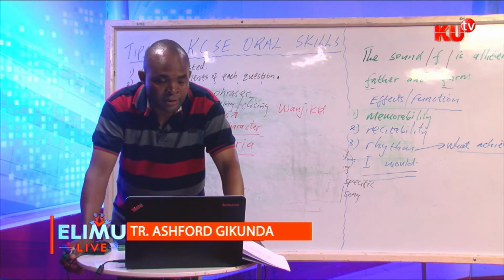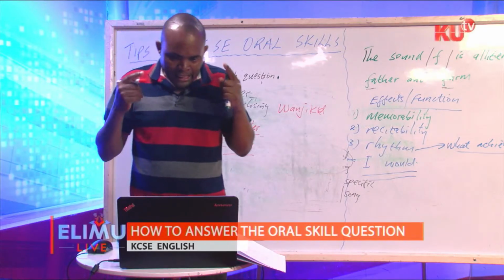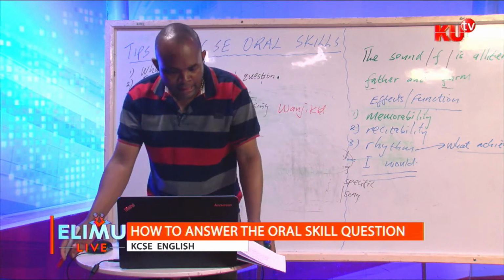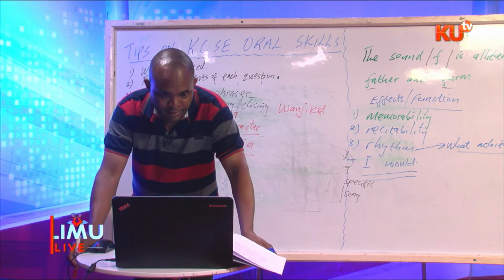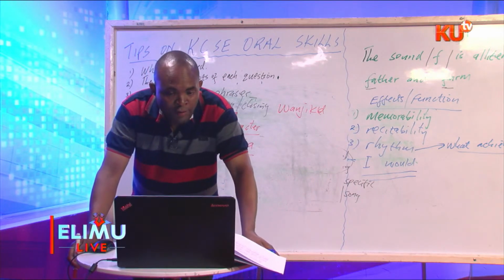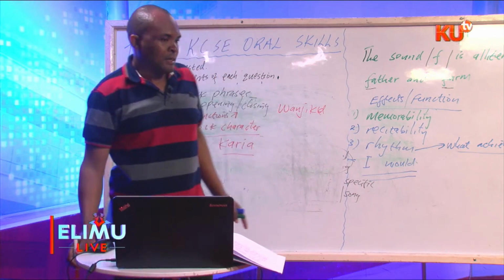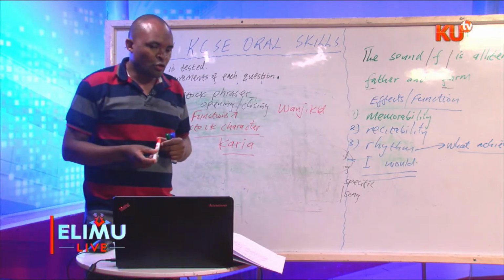Why smaller animals? The trickster narratives I talked about use animal characters. All the trickster narratives you have heard have animal characters. And if you've been very keen, you'll have noticed one character is smaller and the other one is bigger. The elephant and the hare. Elephant being the bigger one, the hare being the smaller one. But in all the narratives you have heard and read, the smaller animal character emerges victorious.